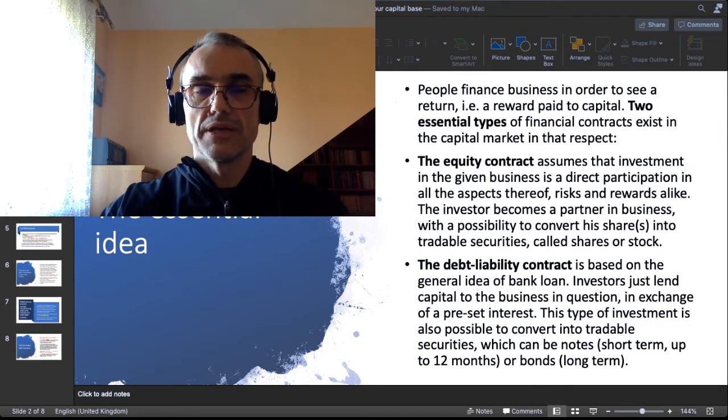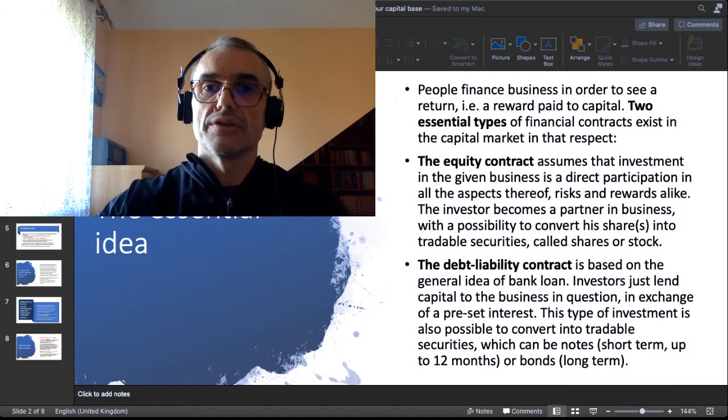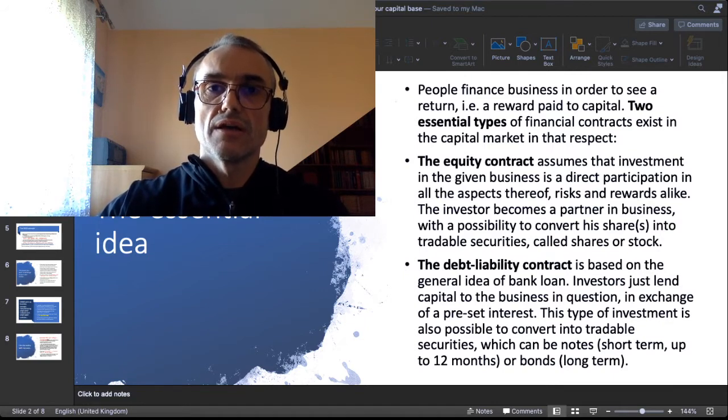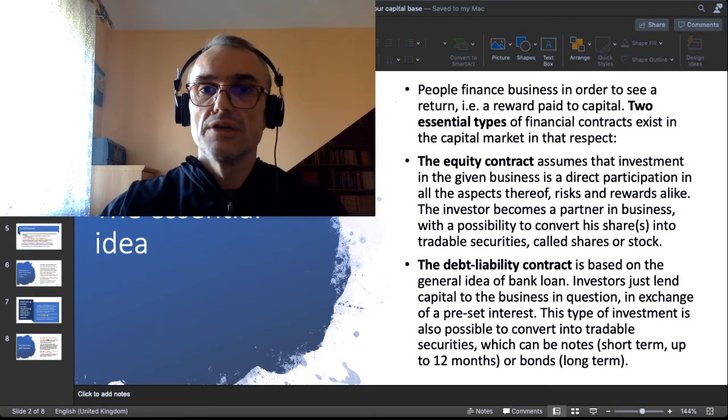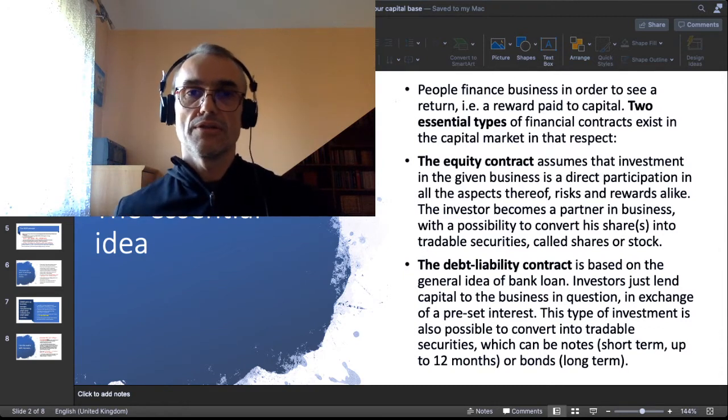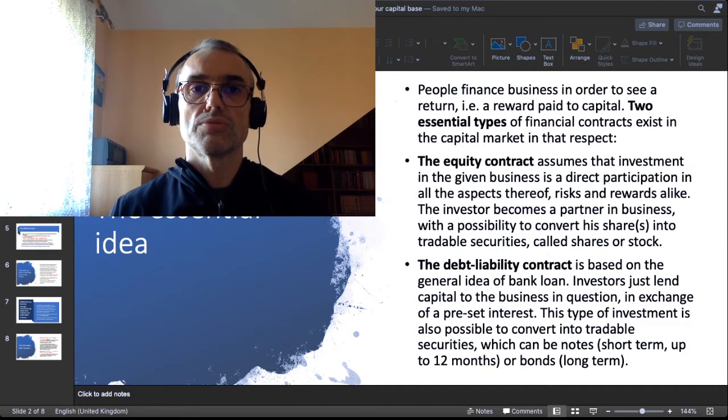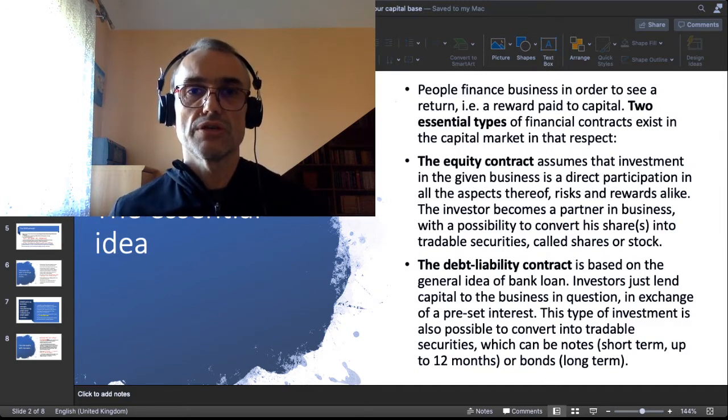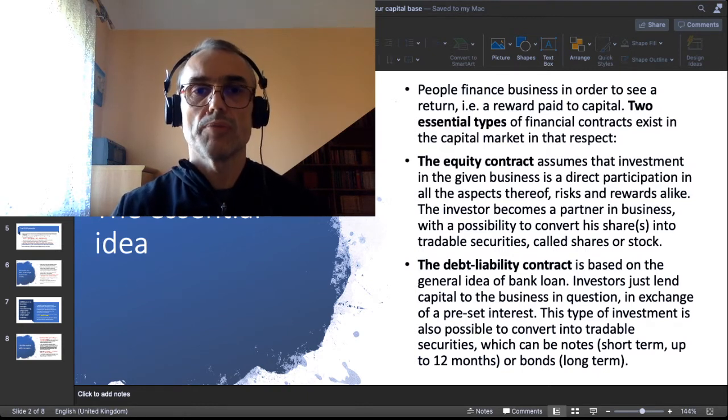The debt liability contract, on the other hand, is based on the general idea of a bank loan. By the way, it is frequently signed with banks. So investors just lend capital to that business that they want to invest in exchange of a promise of a preset interest. That type of investment is also possible to convert into tradable securities. Those securities are called notes if they are short-term, up to 1 year of maturity, or they are called bonds if they are long-term, more than 12 months.